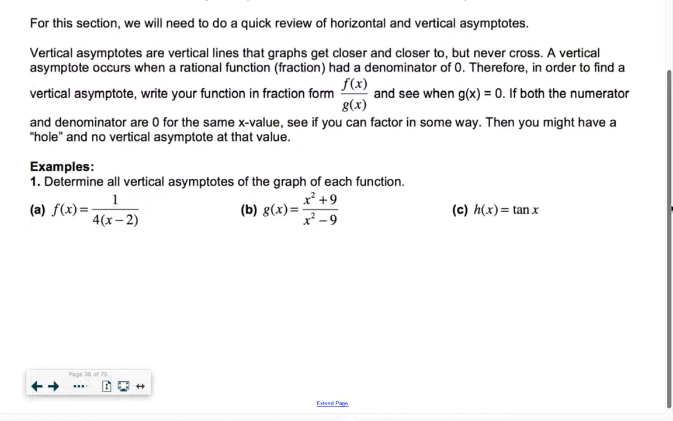So it says for this section, we need to do a quick review of horizontal and vertical asymptotes. So I think we kind of did this at the beginning of the year. Didn't we talk about horizontal and vertical? So this should be pretty easy.